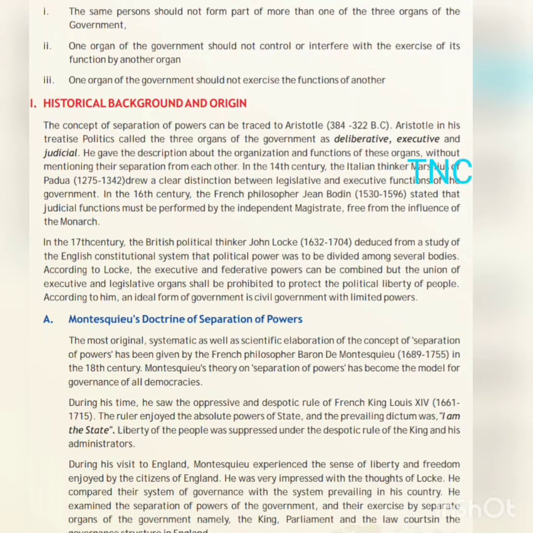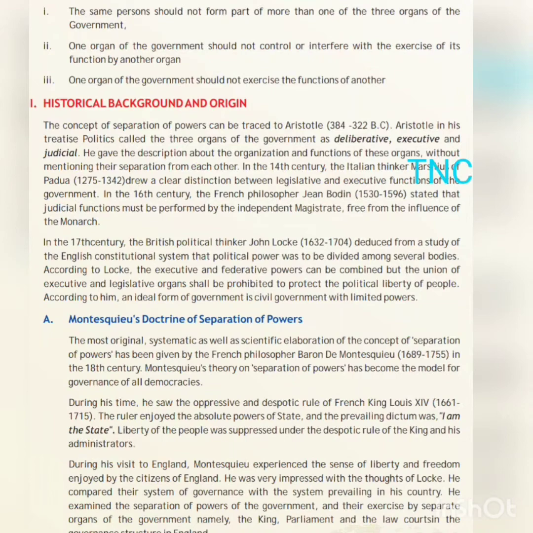In the 17th century, the British political thinker John Locke deduced from a study of the English constitutional system that political power was to be divided among several bodies. According to him, executive and federative powers can be combined, but the union of executive and legislative organs shall be prohibited to protect the political liberty of the people. According to him, an ideal form of government is civil government with limited powers.